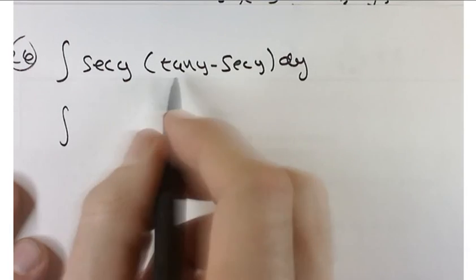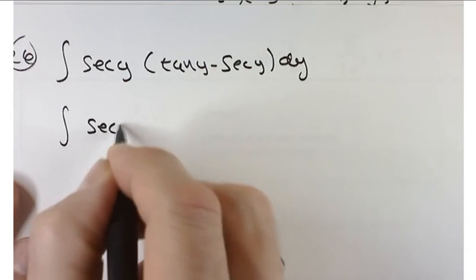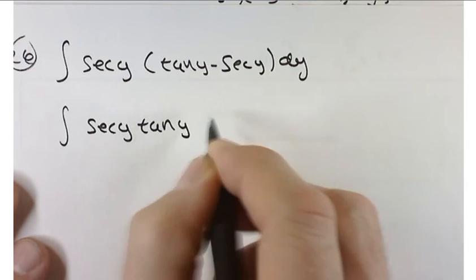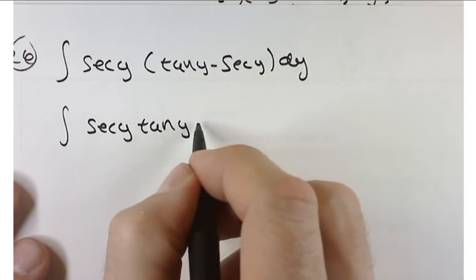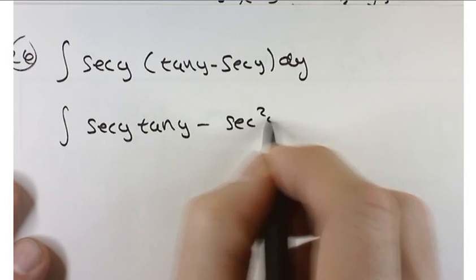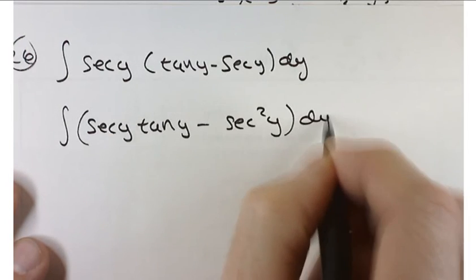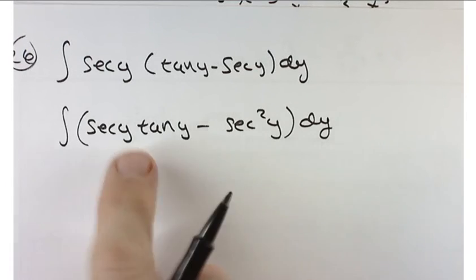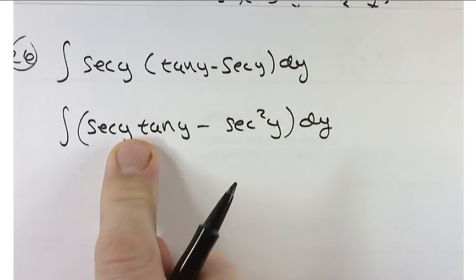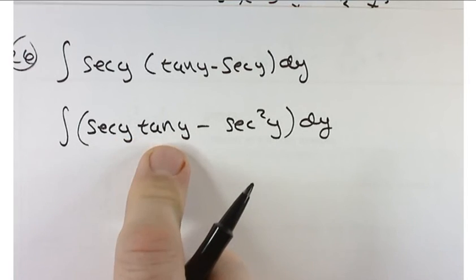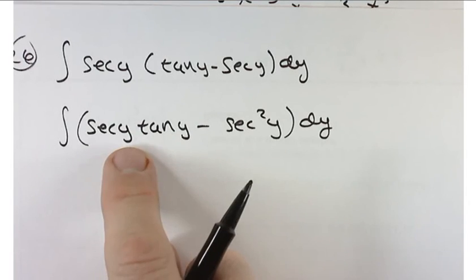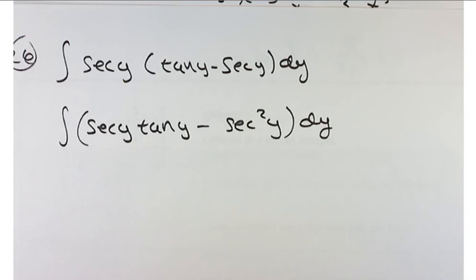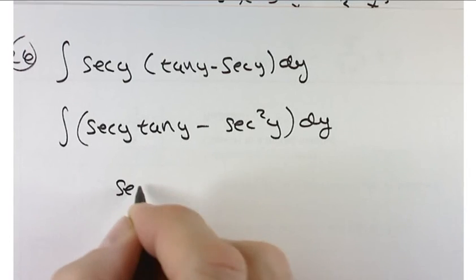All right, what if I distributed? What if I said, all right, well, that's secant of y times the tangent of y minus secant squared of y. Does that help at all? Well, let's think about it. Is there something that you differentiate to get secant tangent? Secant. See, even though we haven't practiced them yet, you pretty much already know your rules for integration, right? Because of the opposite of the rules for differentiation. So that's going to be the secant of y.